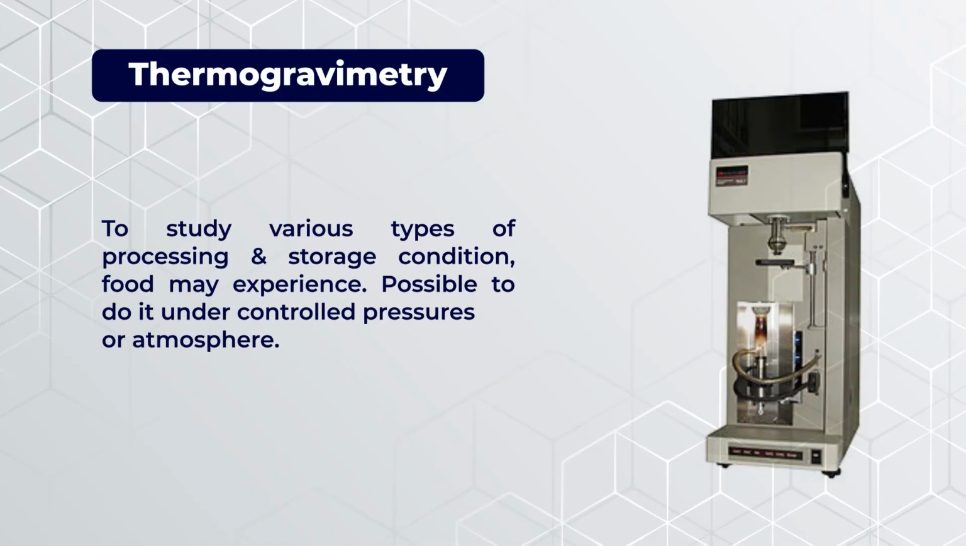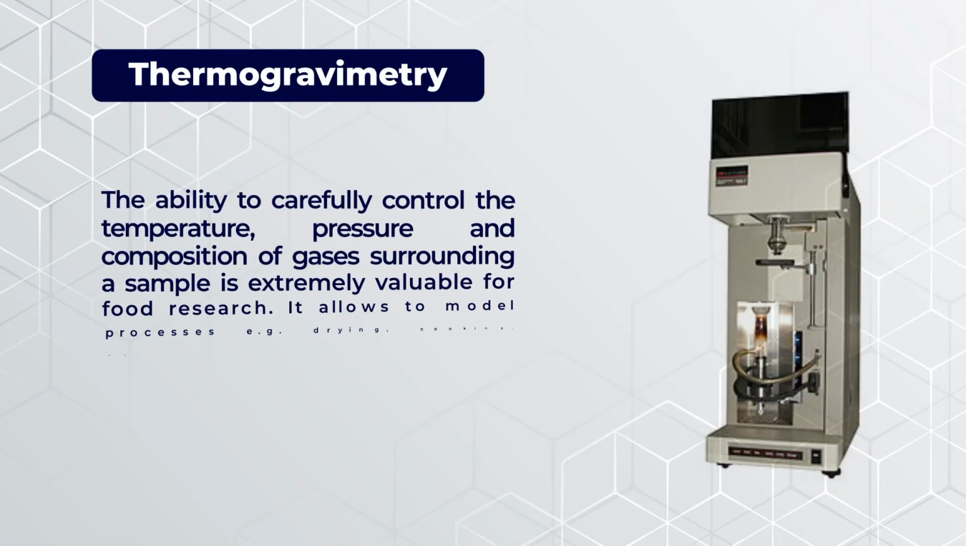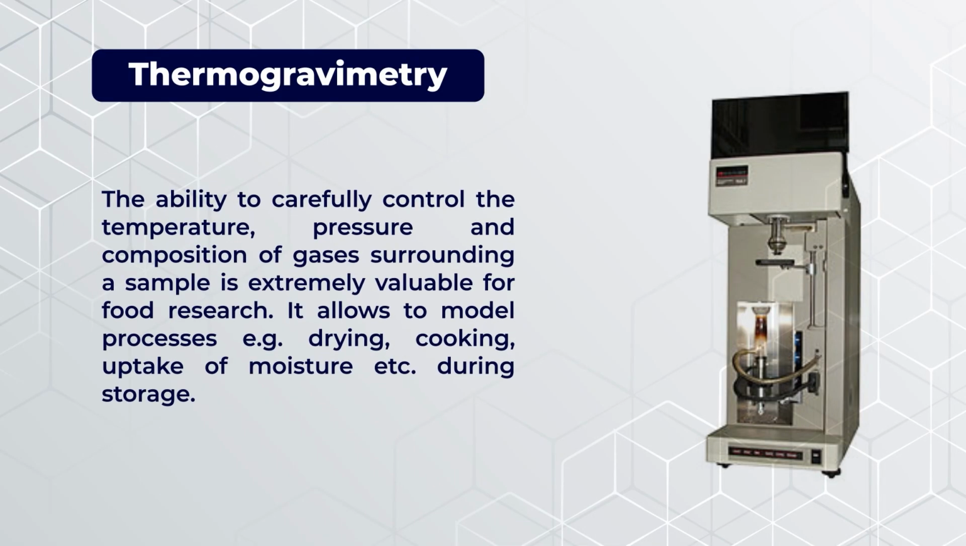To study various types of processing and storage conditions, how the material, how the food will behave under different storage conditions and different processing conditions, TGA or thermogravimetry is very useful. It is possible to do it under controlled pressure and controlled temperature. We can carry out thermogravimetry in nitrogen atmosphere, under pressure or under vacuum. All that is possible. The ability to carefully control the temperature, pressure and composition is there in all the thermogravimetry equipment.